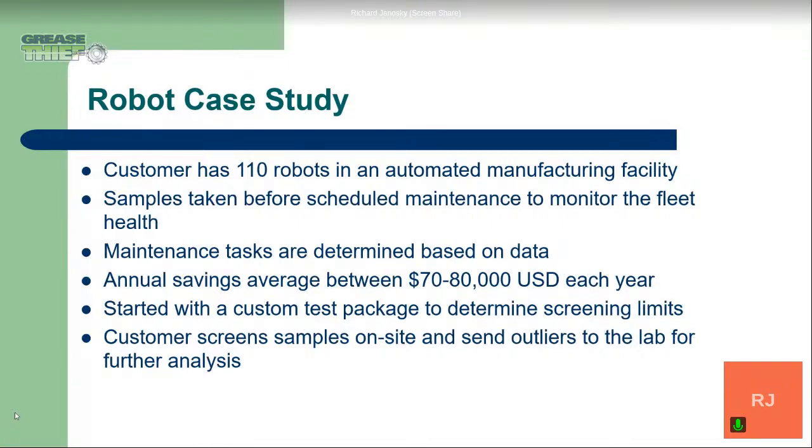And they see an annual savings between $70,000 and $80,000 on those robots each year, and that's on the grease and the time for the services of the employees as well. We started with a custom test package with them to determine the screening limits. So at the beginning, they were sending all their samples to the laboratory, and we were able to help them work through and set up the limits for their ferrous and color screening.